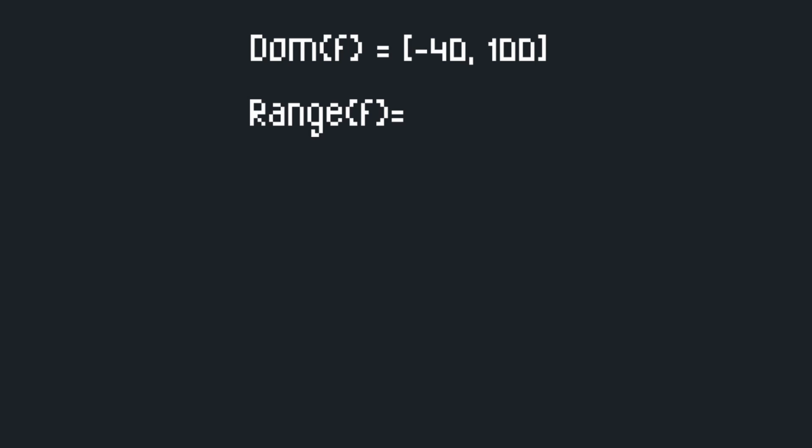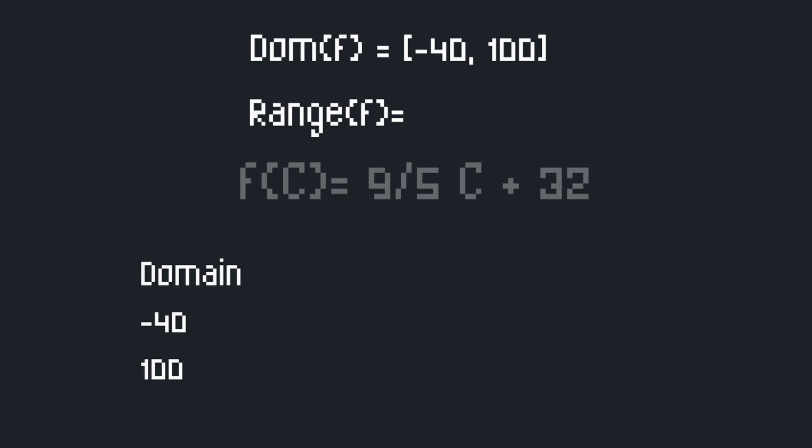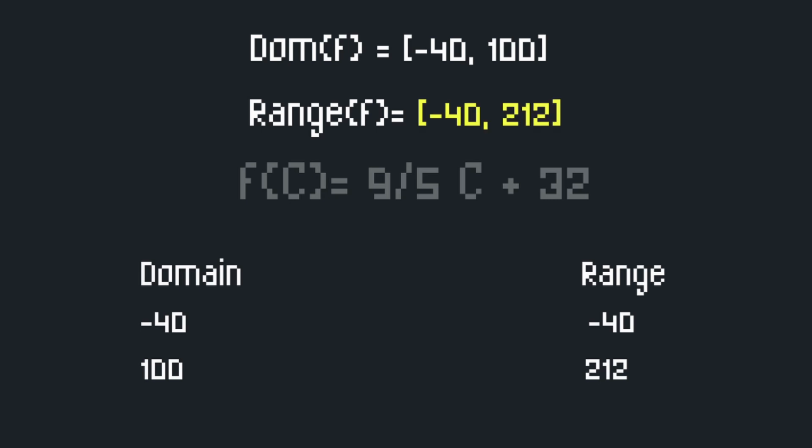We look at the smallest and largest input values, in this case, -40 and 100, because the thermometer cannot measure other values outside this range. So I'll let you calculate the function given these two values as input. When you're done, we can continue. So the minimum value is -40 degrees Fahrenheit, and the maximum value is 212 degrees Fahrenheit. Thus, the range of F is [-40, 212], including both endpoints.